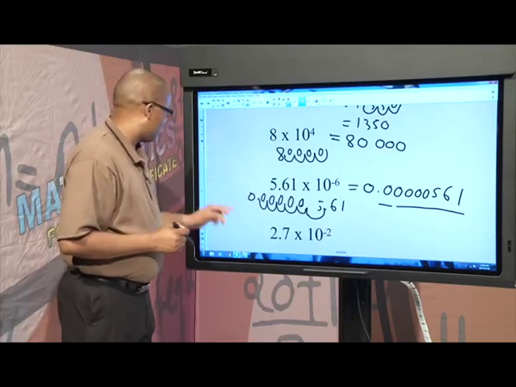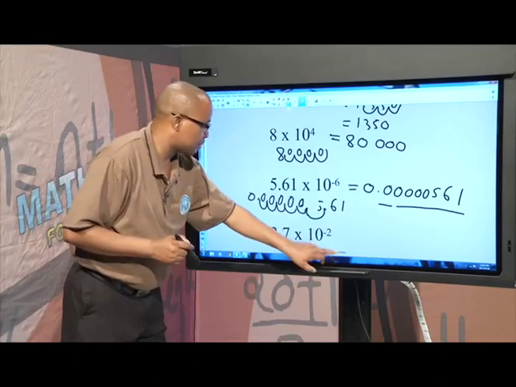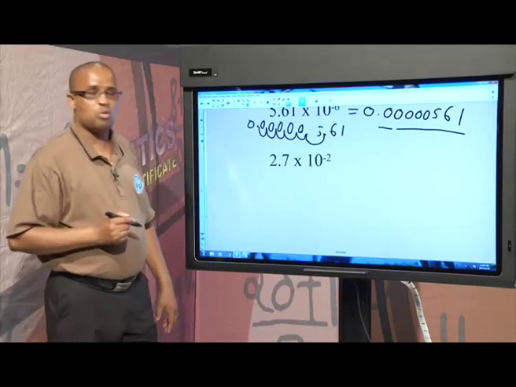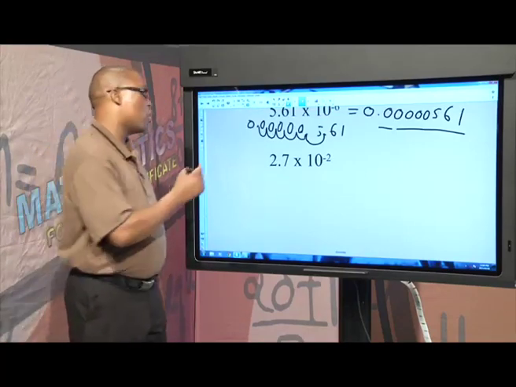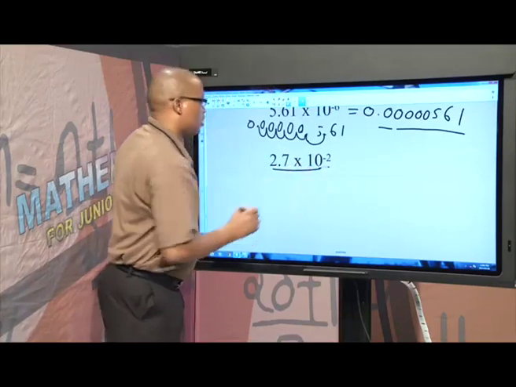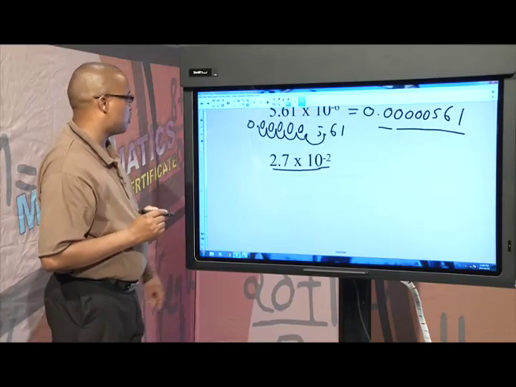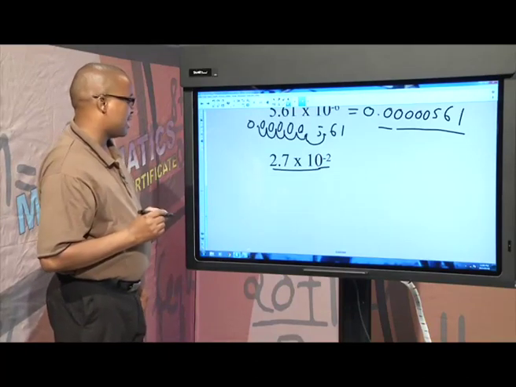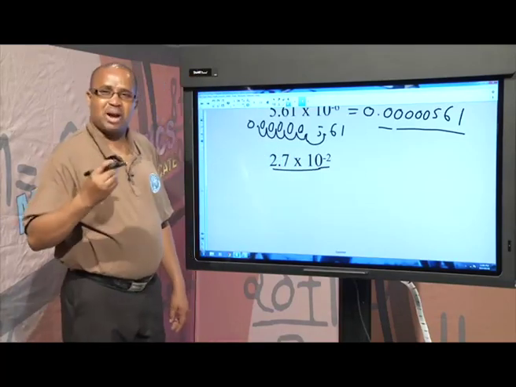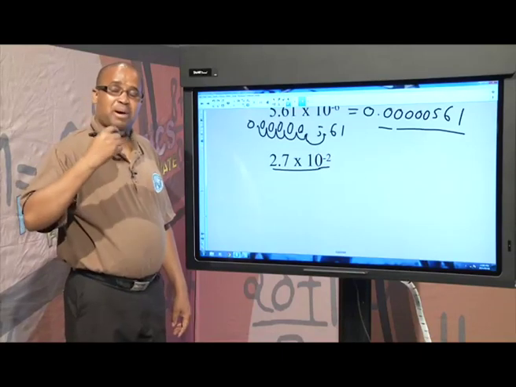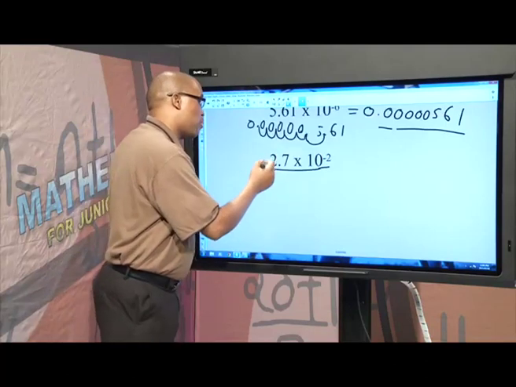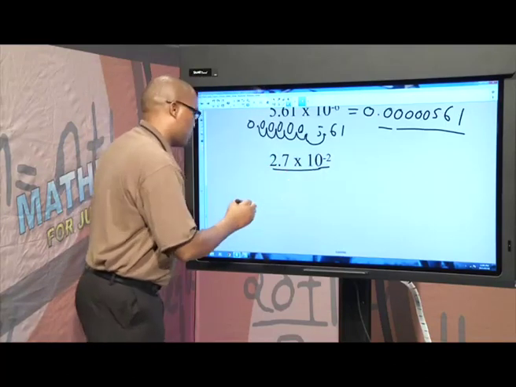So let us have a look at another example. 2.7 times 10 to the power negative 2. We are to change 2.7 times 10 to the power negative 2 into an ordinary number. It's in standard form, so you have to change this into an ordinary number. The power is negative, and we said when the power is negative, you move your point to the left. And then here, we are going to move the point to the left. How many times? 2 times.